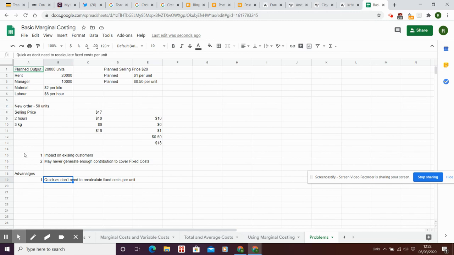Okay, but one of the big advantages of the marginal costing is that we don't need to revisit our fixed costs every time we get a new order in. So it's something we can do very, very quickly throughout the year. And what it should ensure is that any orders that we do accept at least generate some additional contribution towards covering those fixed costs.